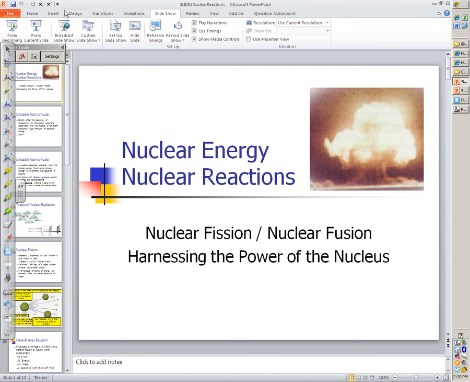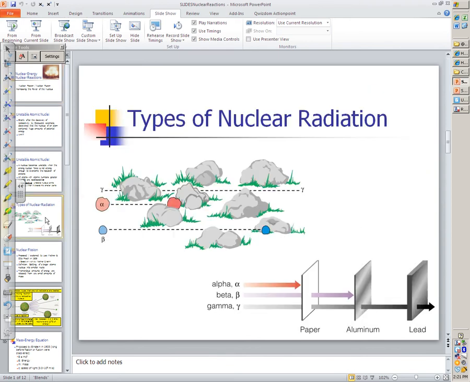Thursday, we began talking about nuclear reactions, and we talked about the idea that the nucleus of an atom is a very energetic place. That's because protons are all there, all positively charged, and they all want to repel each other. That makes it very unstable, especially when you get to the point where there are too many protons to hold it all together. And then that leads us into nuclear decay, nuclear radiation.